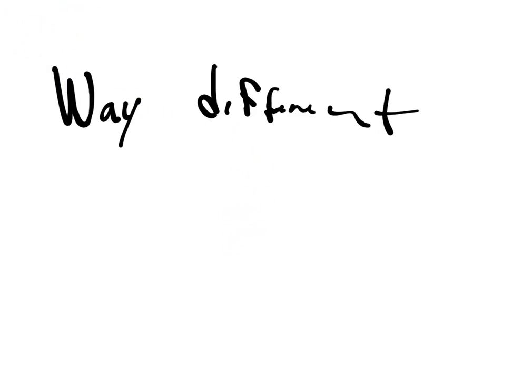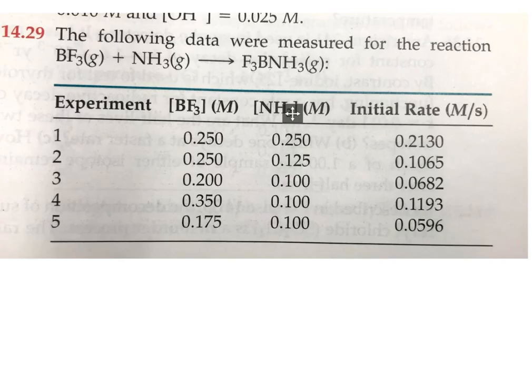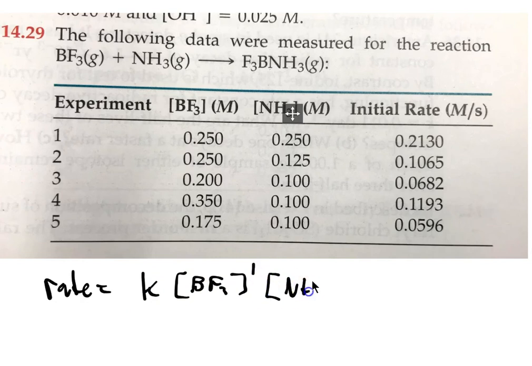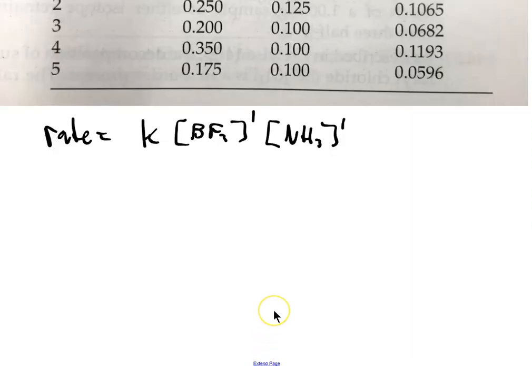All right, before I go there, let's talk about that quiz question again. When you got this, you had rate equal to K BF3 to the first NH3 to the first. I haven't used this vocabulary very much, but I really do need to, and you need to be able to too. So if asked, you would need to know that BF3 was first order. NH3 was first order.